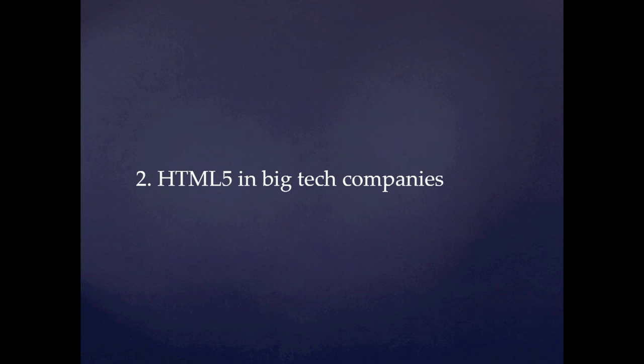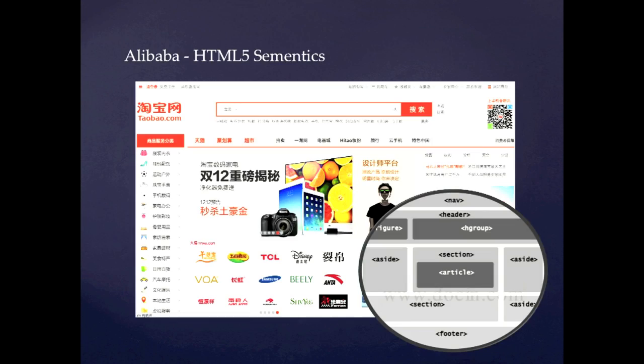First, I want to talk about HTML5 in big tech companies in China. Alibaba is one of the biggest e-commerce websites. It's basically a combination of Amazon.com and PayPal in China. So it's really huge, and recently it converted all its HTML tags to HTML5 semantics.